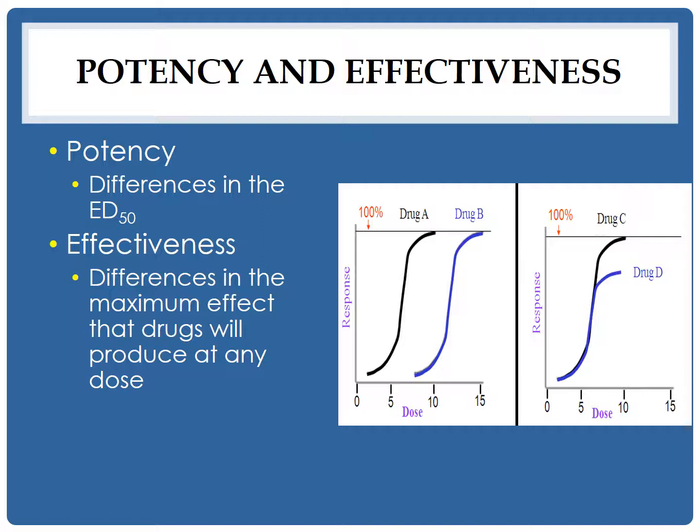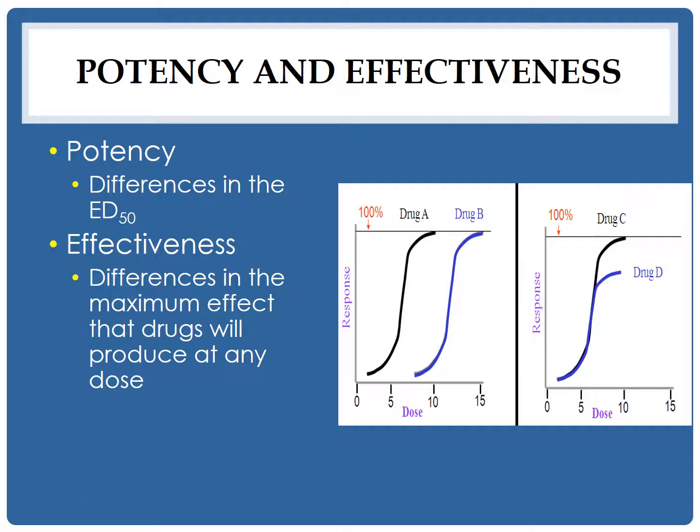Potency and effectiveness seem like they should be the same thing, but they're not quite, and to explain that, take a look at figure 1-3 for an illustration of that. Potency basically means a low ED50 of a drug. It means that you don't have to give a high dose of the drug to see a response. So that's comparing drug A to drug B. Drug A has a lower ED50 and is therefore more potent than drug B.